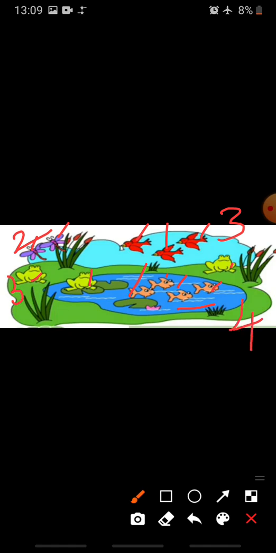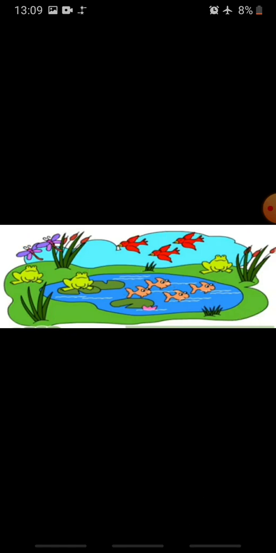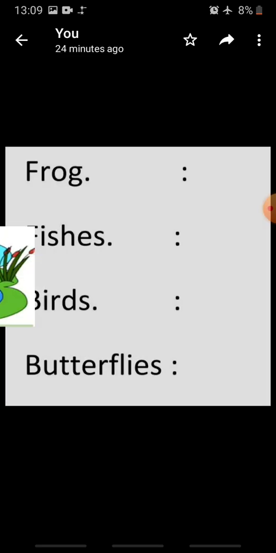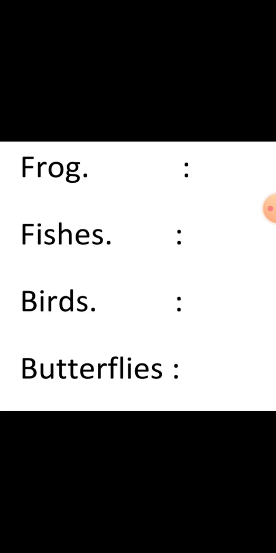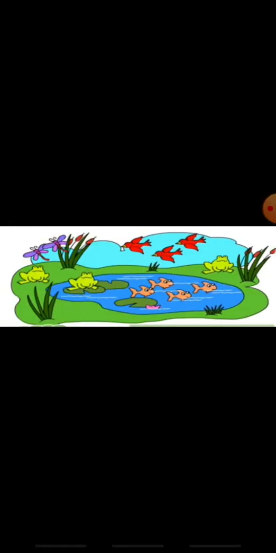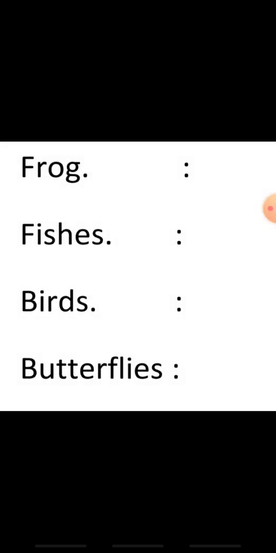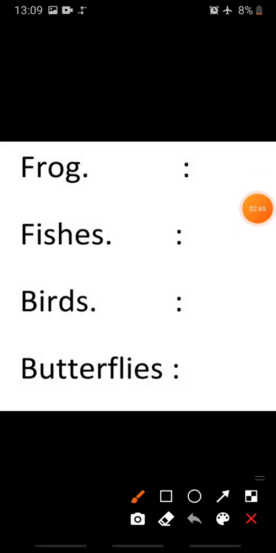For this picture, now we can create a data. Okay children, come to the question. See here, the first question is frog. We already counted, right? How many frogs are there children? We can see the picture now. See here, 1, 2 and 3. 3 frogs are there, right? So you have to write 3 here, okay children.